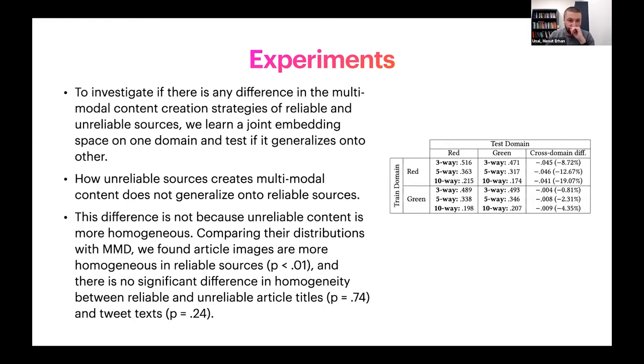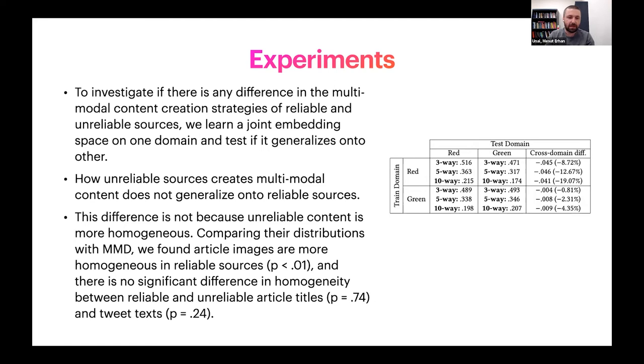To investigate if there is any difference in the multimodal content creation strategies of reliable and unreliable sources, we learned a joint embedding space on one domain and test if it generalizes onto the other one. And how unreliable sources create multimodal content does not really generalize well onto reliable sources. And this difference is not because unreliable content is more homogeneous.